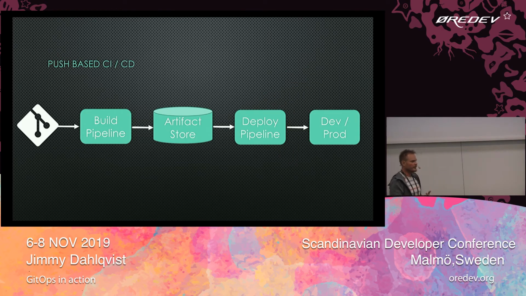In a push-based CI/CD pipeline, it looks basically like this. You have a change in Git that triggers your build pipeline, that builds an artifact, puts that in an artifact store, and then you have your deploy pipeline being triggered. It picks up the change and it pushes the change to production, QA, and dev environments. The normal flow. This is what most people are familiar with. This is how most CI/CD pipelines are set up today.